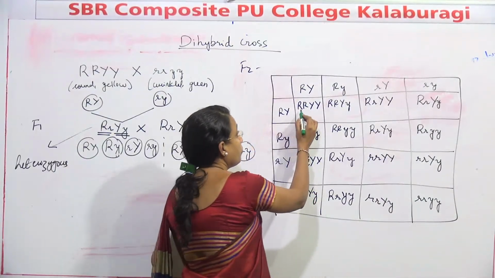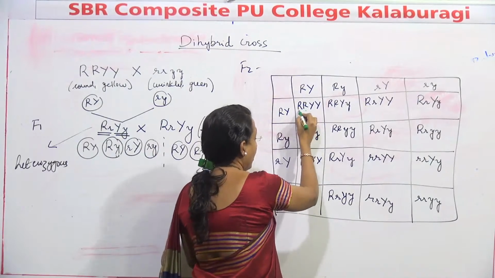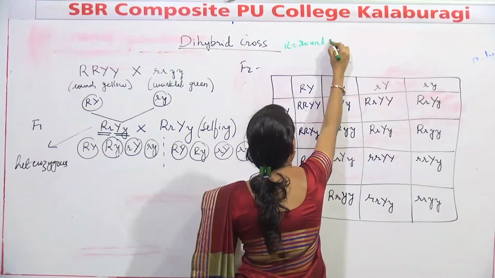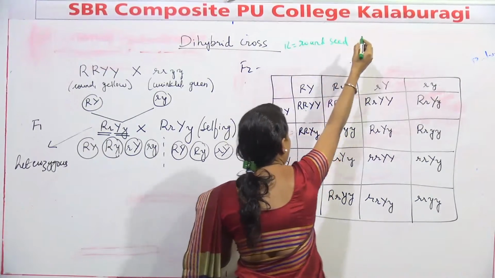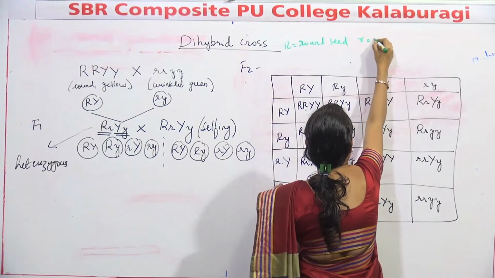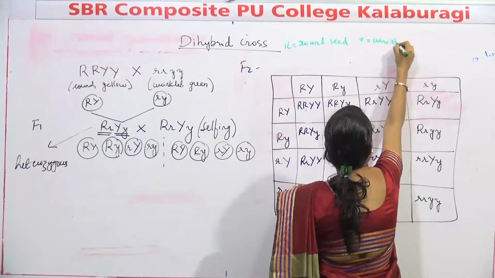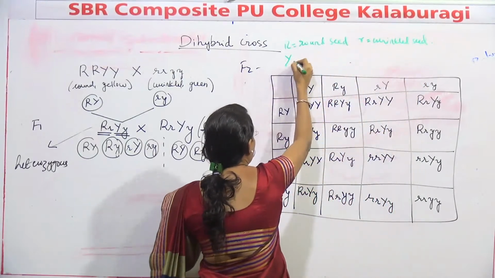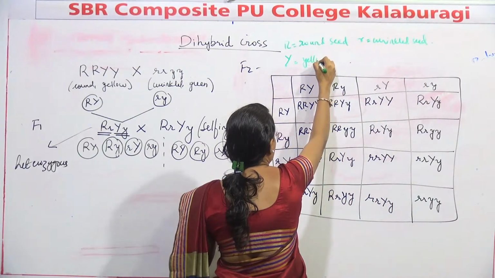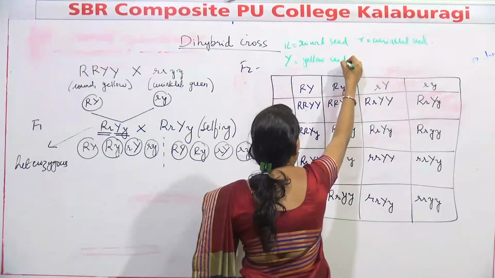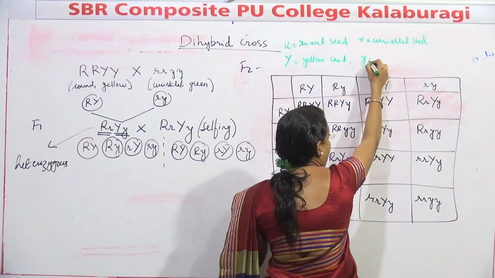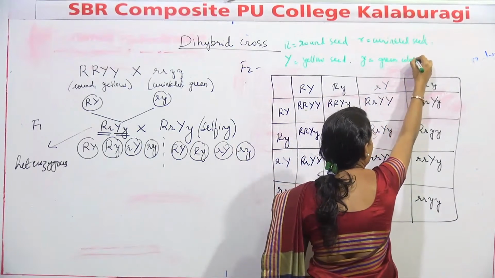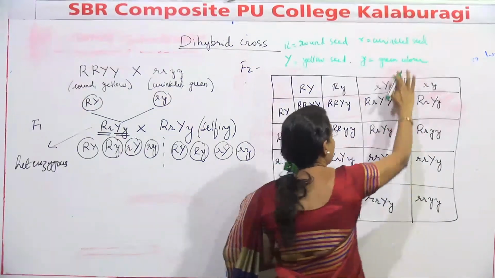So you can see both are capital R, and R actually stands for round seed, which is dominant over the small r, which is the wrinkled seed. And similarly, capital Y is yellow color of the seed, and small y is for green color of the seed.